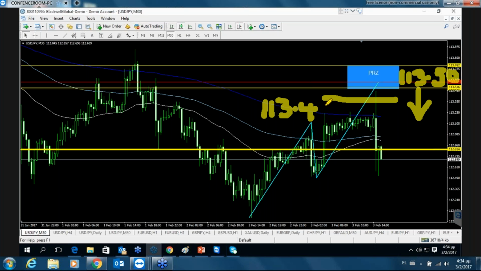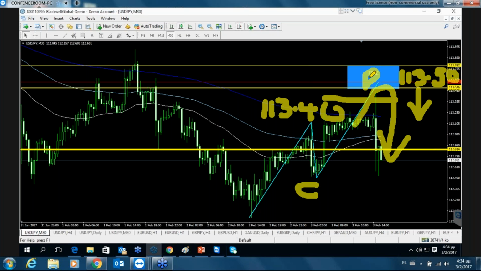113.40 was said to be the area that we would take profit, and it did. So it went up there, and now it's on the way down. Some people like to trade C to D. You can also trade D to E when it comes downward. So you've got two legs that you could potentially trade, but the higher probability one is usually the C to D leg. Okay, so let's just go to there.